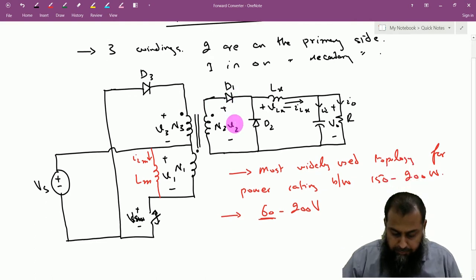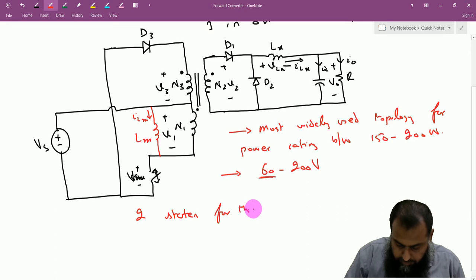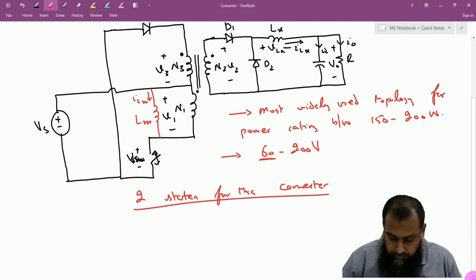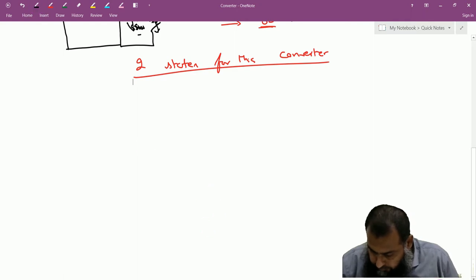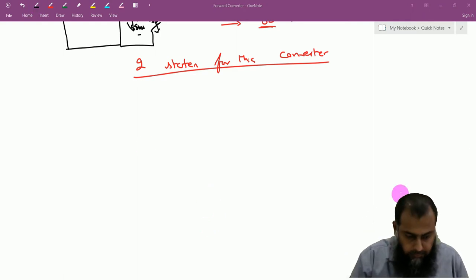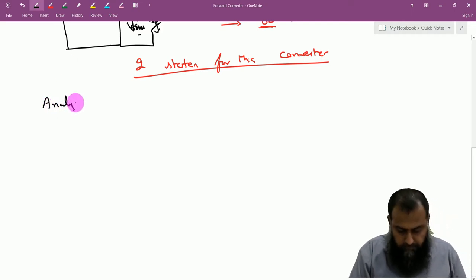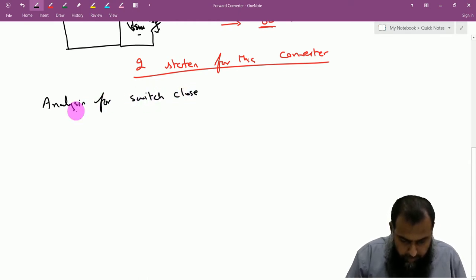Like the flyback converter, there are two states for this converter. The first one is when we turn on the switch. So let us have the analysis for switch closed.